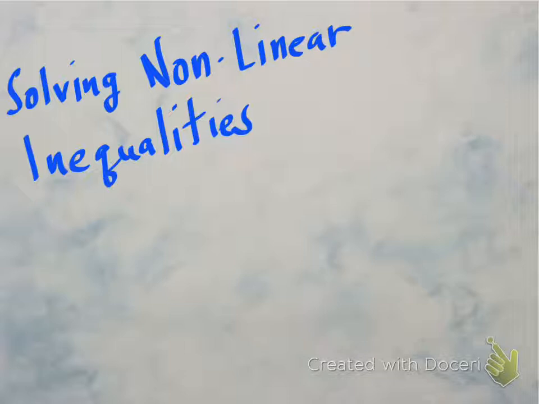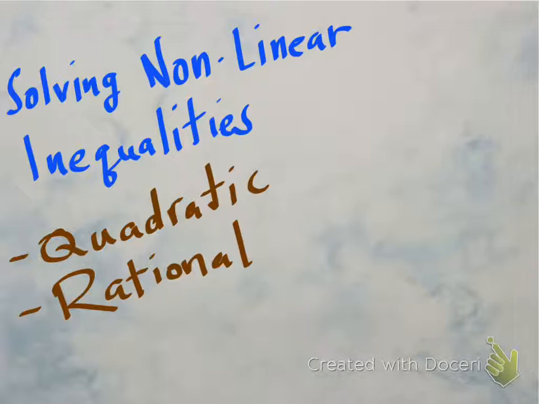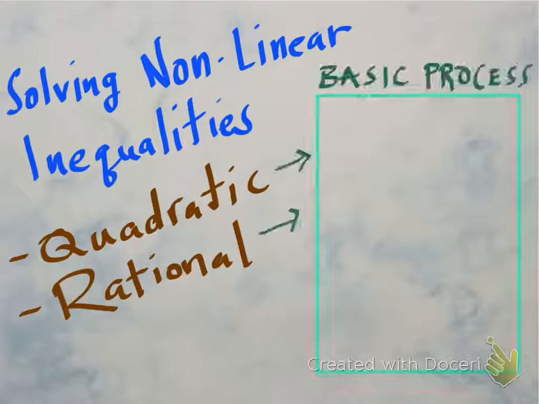We're going to talk about solving some nonlinear inequalities. The two types that we're going to talk about, one is quadratic, another one is rational, and those are quite different types of functions. However, they share some pretty common characteristics when it comes to the process of solving the inequalities. The basic process for both of them is about the same.